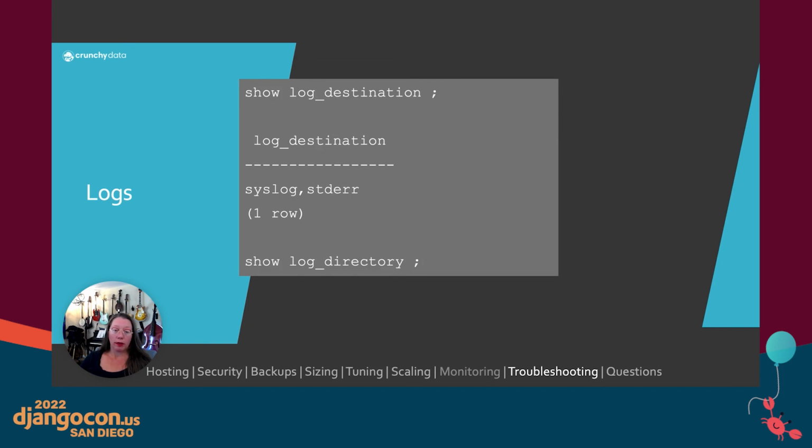And then logs. Obviously if you're troubleshooting, you want to go find the logs and see what's going on. SHOW log_destination is how Postgres will tell you where you're sending logs. In this example, you've got syslog and you're sending standard error, and then SHOW log_directory will show you where those log files are at.